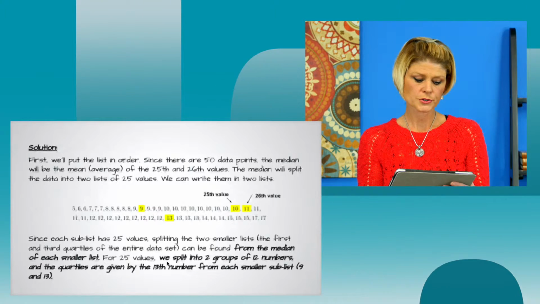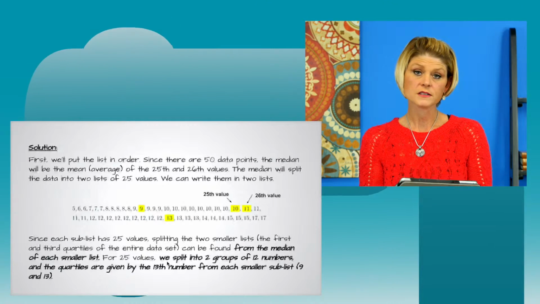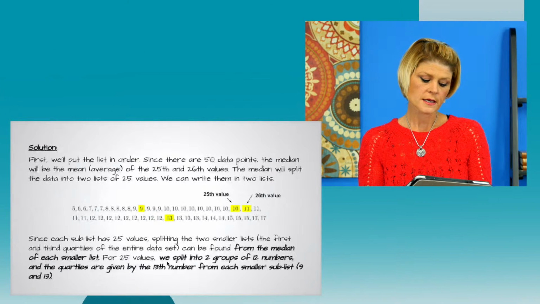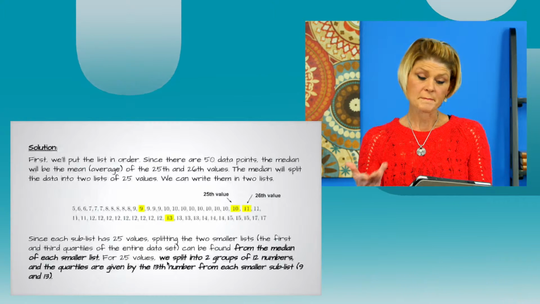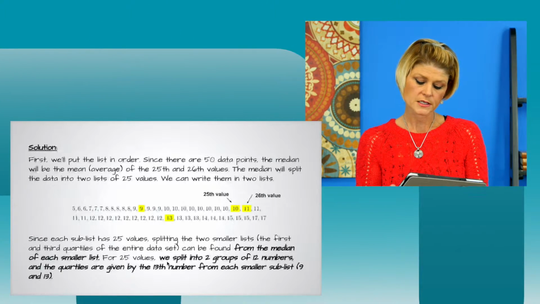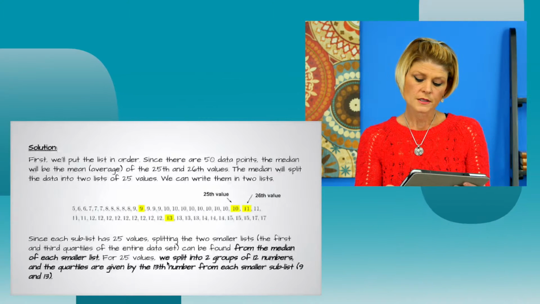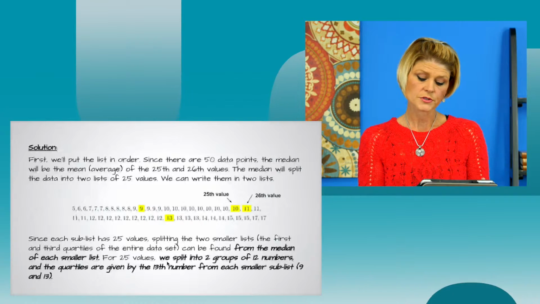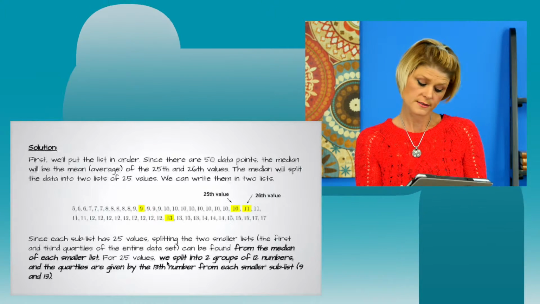All right, so here's our solution. First, what we need to do is put the list in order from least to greatest. Since there's 50 data points, the median will be the mean, or the average, of the 25th and the 26th values. And you can see them, they're highlighted in yellow, 10 and 11. The median will split the data into 2 lists of 25 values, and we can write them in 2 lists.